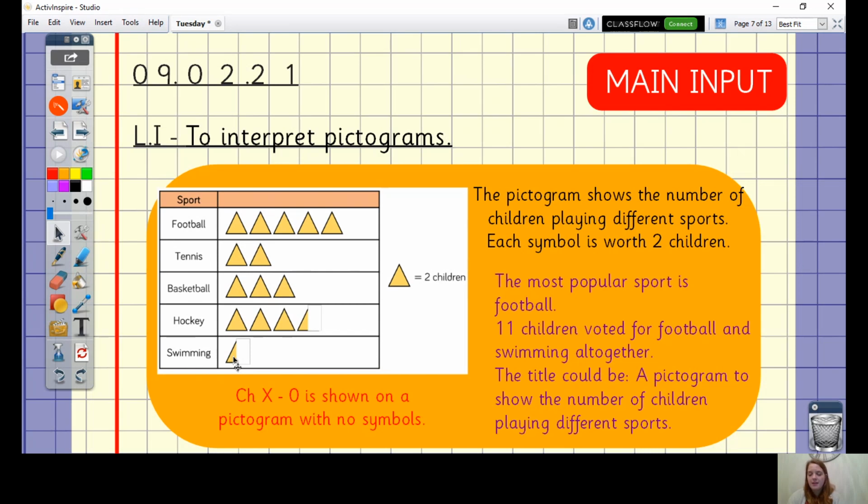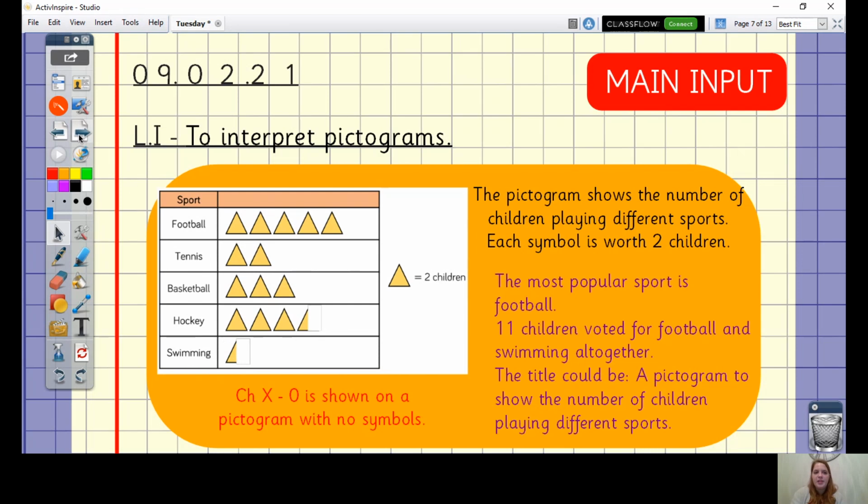And a title could be a pictogram to show the number of children playing different sports. Okay, so usually with a title in a pictogram, it starts with a pictogram to show exactly what it's showing us. And finally, for that challenge X there, 0 is shown on a pictogram with no symbols. Okay, so if it was blank, there were not any symbols in that row or that column, then we would know that that means there was no data for that category.